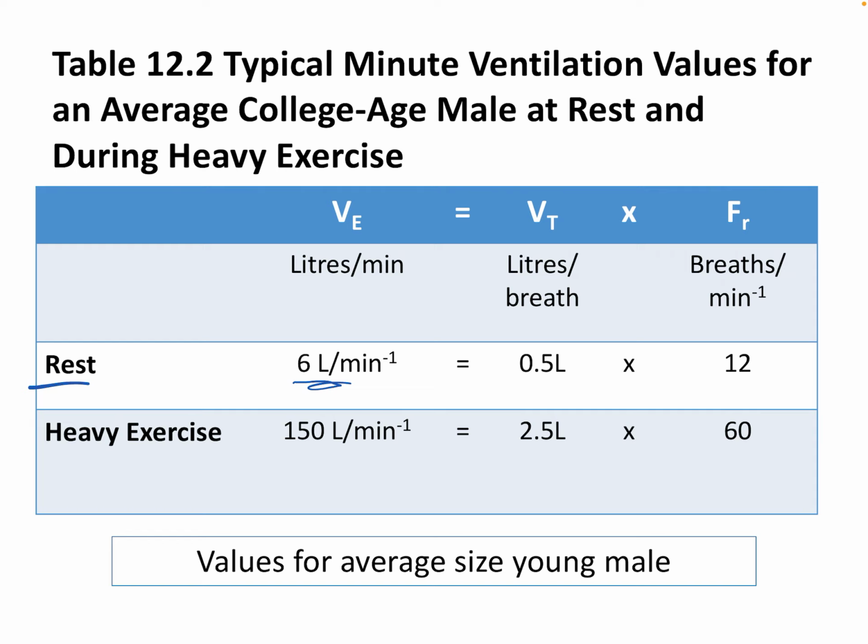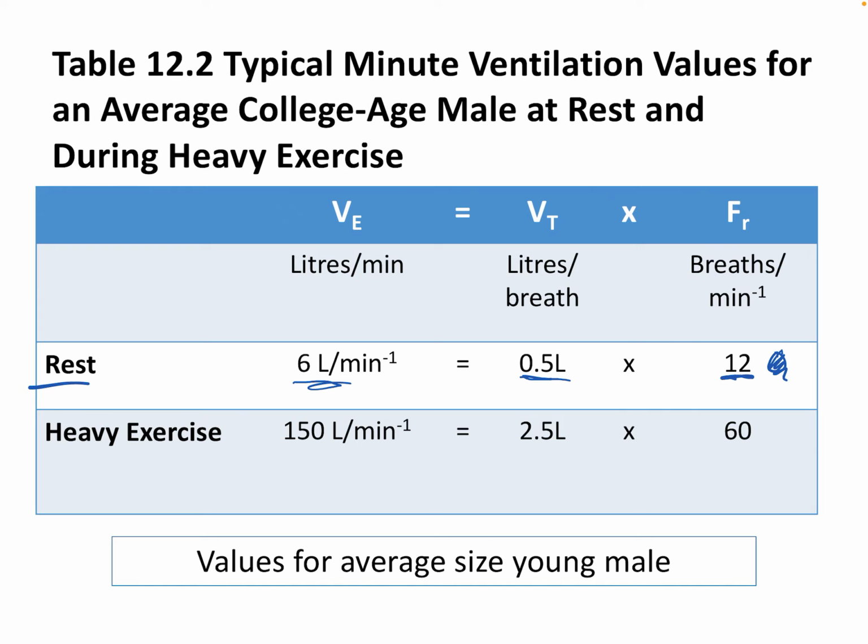The tidal volume is about 0.5 liters per breath. And on average, we take about 12 breaths per minute. Some people breathe 6 times, some people up to 20. But the average in a college-age male is around 12 breaths per minute. Is there such a thing as 0 breaths per minute? No. So we should always have a numerical value for breaths per minute.